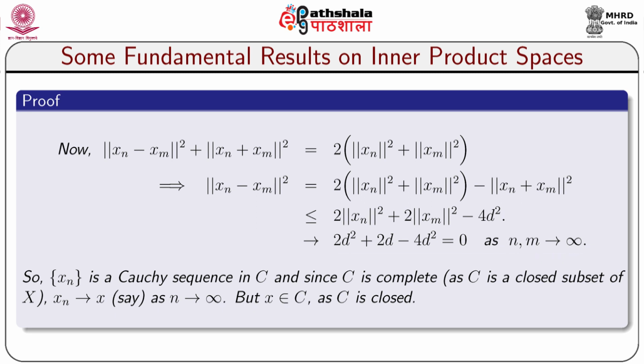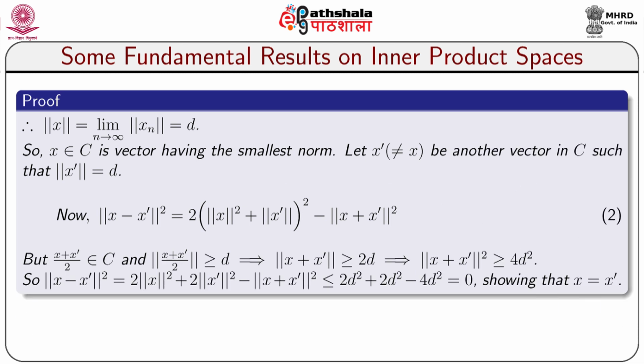So, the sequence xn is a Cauchy sequence in C, and since C is complete, as C is a closed subset of X, and X is a Hilbert space. So, xn converges to x as n tends to infinity, but x belongs to C as C is closed. So, norm of x equals the limit as n tends to infinity of norm of xn, which equals d. So, x belongs to C is a vector having the smallest norm.